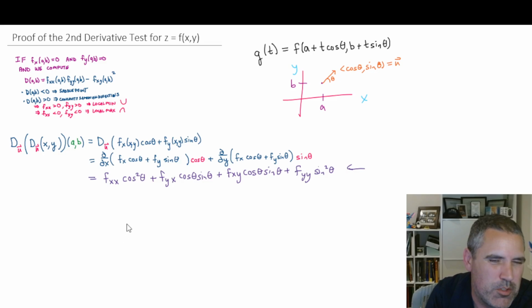So there's various proofs you can do based off of that, but there's several things you can clean up. So let's do a little bit of cleanup. You can see these are the same. So let's write f_xx cosine squared of theta.